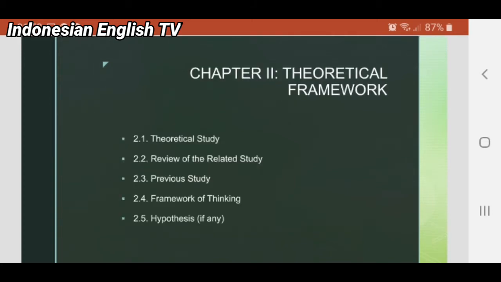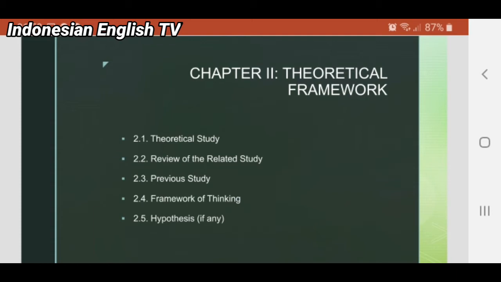Okay, let's move to chapter 2, where you need to write the theoretical framework, or you may write review of the related literature, where you need to write the theoretical study. You write all theories related to your thesis title. So you don't need to write theories that have no correlation to your research.